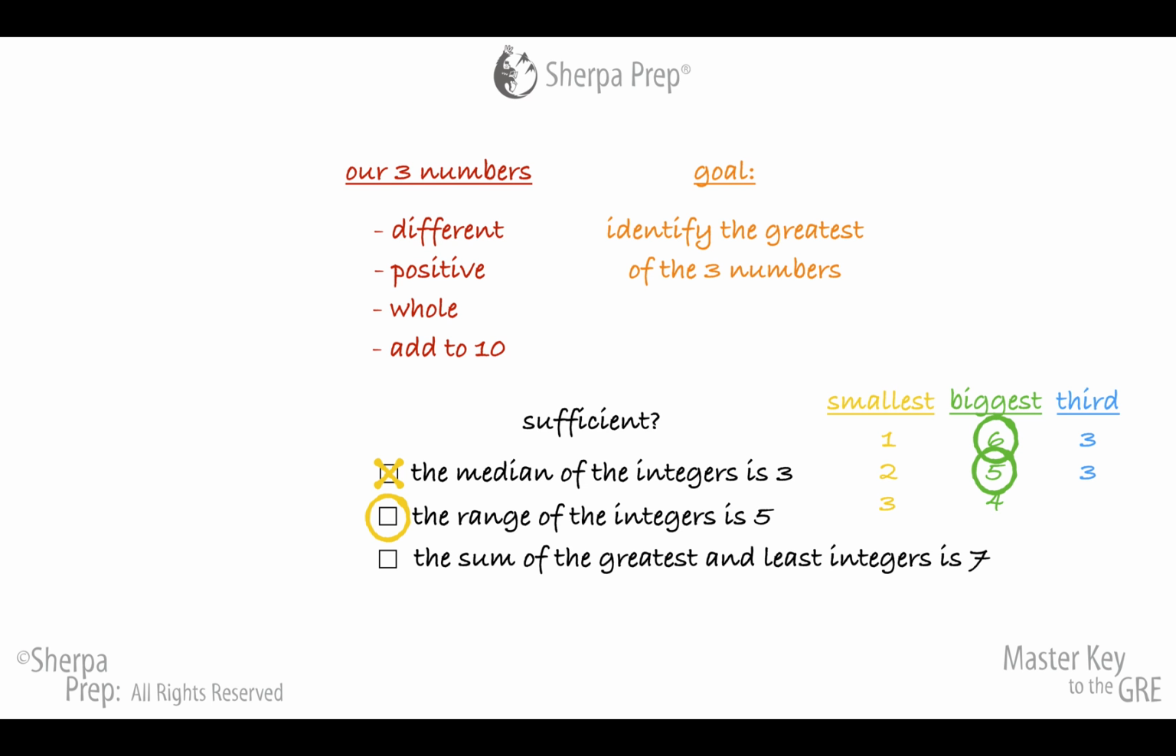And what we can see here is we don't have sufficient information to know the greatest value in the list. It could be 6, it could be 5, we simply don't know which one it is. And there you go. That's the reason here that only the second statement is sufficient for us to determine the greatest value in this list.